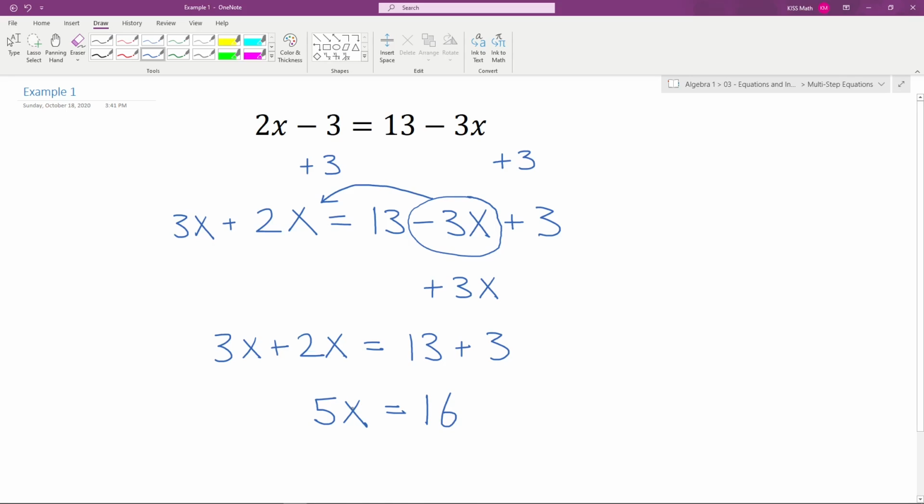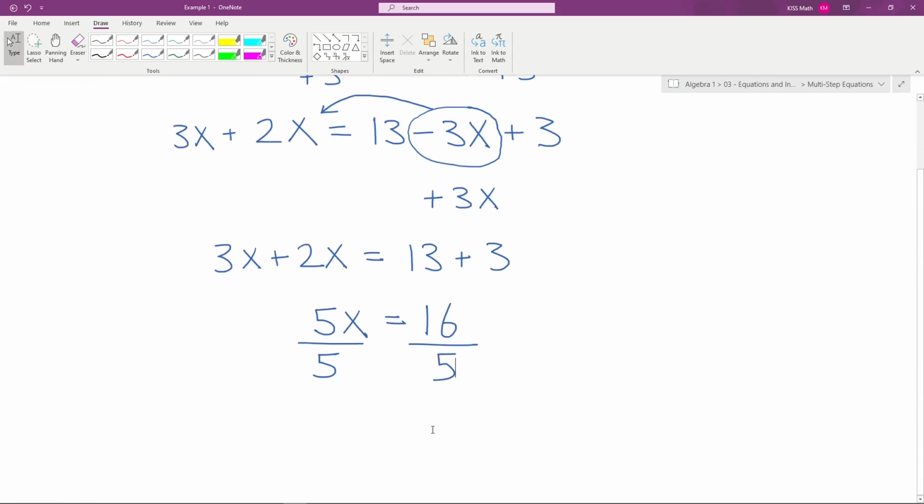And now we can just eliminate the coefficient of 5 here that's in front of our x. And the way to do that is divide by 5, right? We're going to do the inverse of multiplying by 5, get rid of it. So if I do that to the left side, I also have to do that to the right side. And then what happens is that these 5's cancel to become 1. So we just have 1 times x, or x, equals 16 over 5.